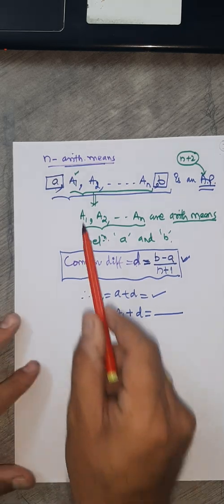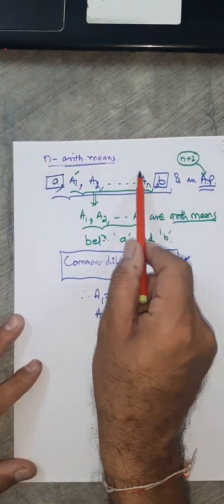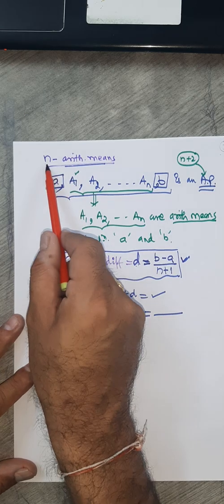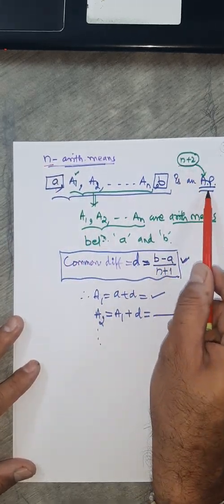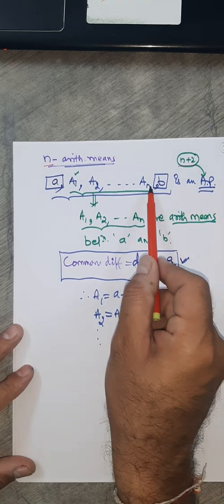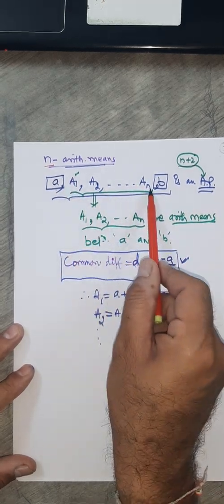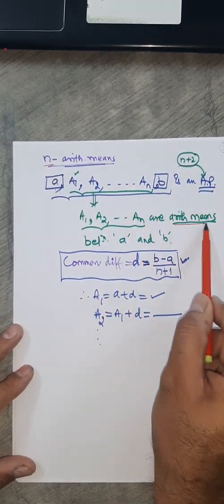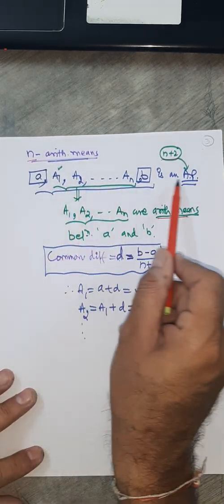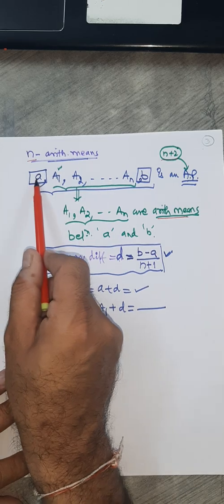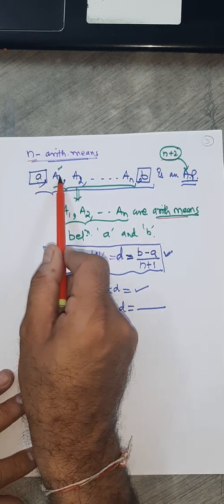You have started with two numbers A and B. You have placed how many numbers? N numbers between these two in such a way that the total n plus 2 numbers form an arithmetic progression. I want these middle n numbers, which are called n arithmetic means. So if I want A1, this is an AP. I know A, so if I get the common difference, I'll get A1.